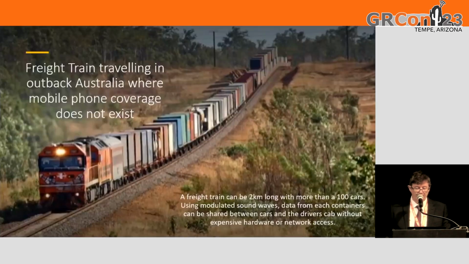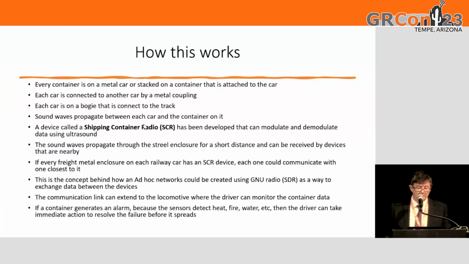The same issue applies to freight trains, where you have a number of containers all on a very long train. There's no network in a lot of the rural and remote areas, so you need a way to communicate, especially if you've got sensitive or precious freight. All the containers are in metal cars, and they're all connected to each other by coupling.